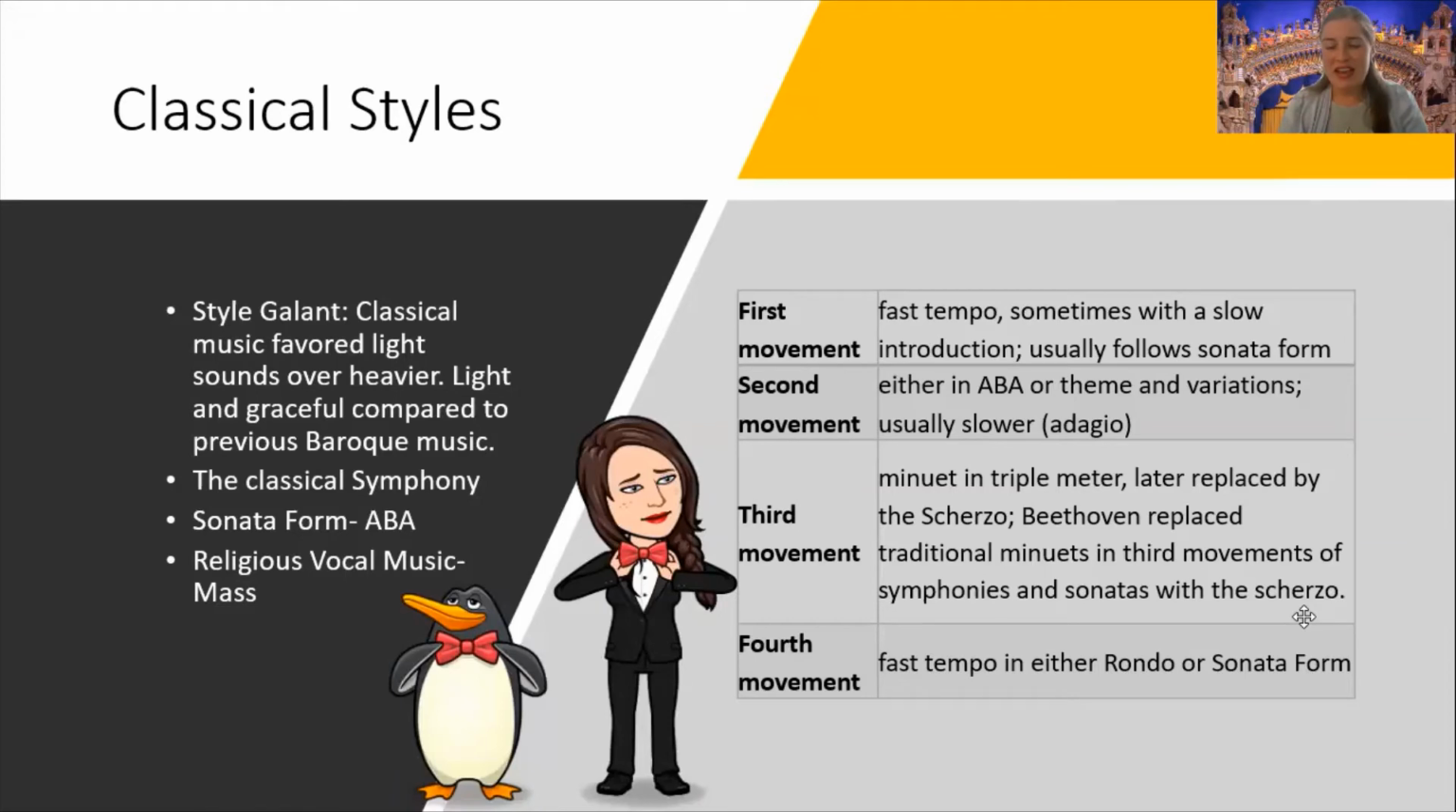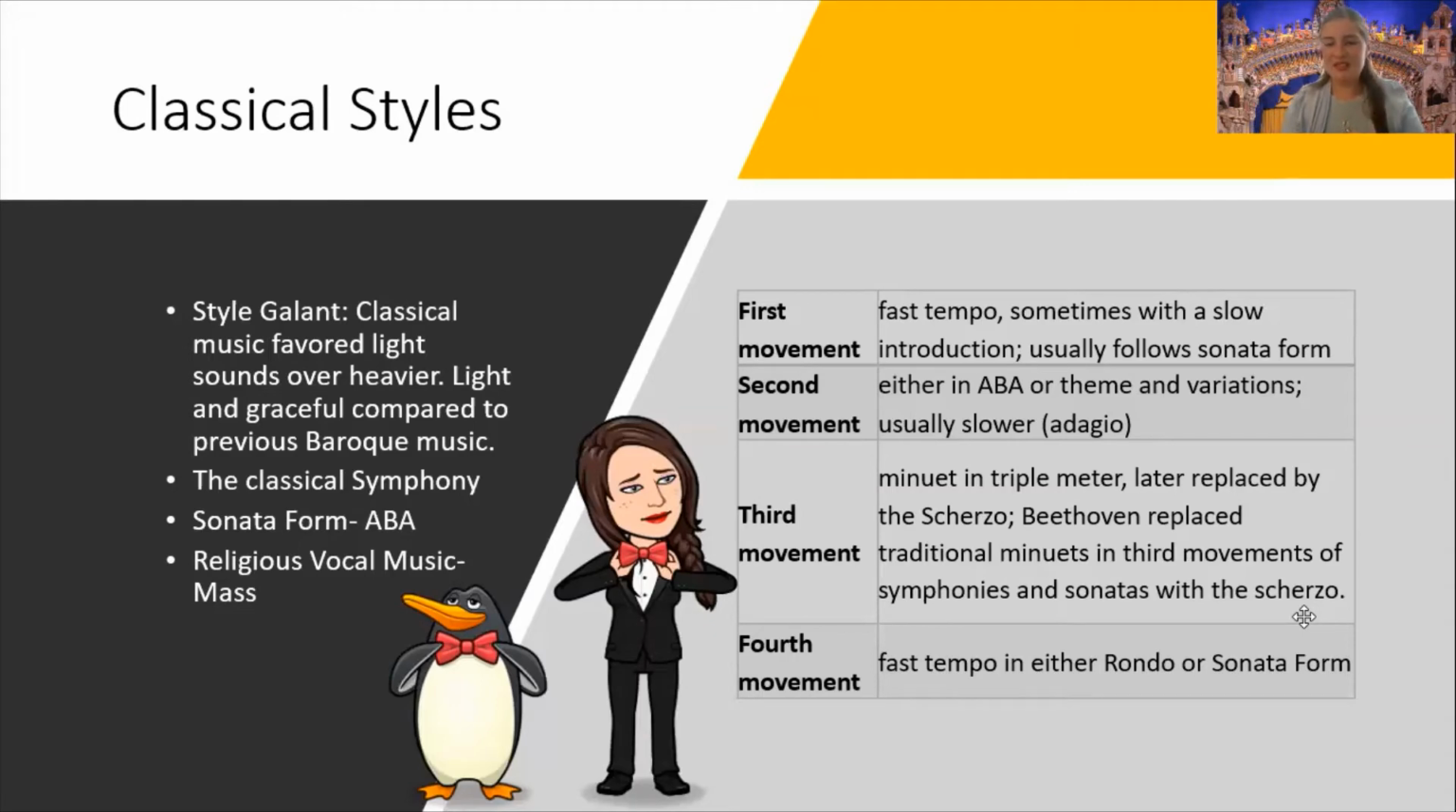We have several styles that arose during the classical period. We get style galant, which is very light-hearted. We came from this very heavy style of the Baroque period with, like I said, lots of ornamentation, lots of crazy stuff happening on it. It's very graceful and simple.